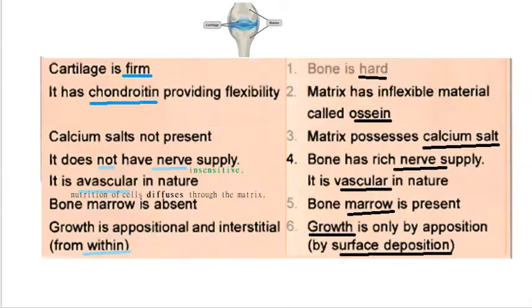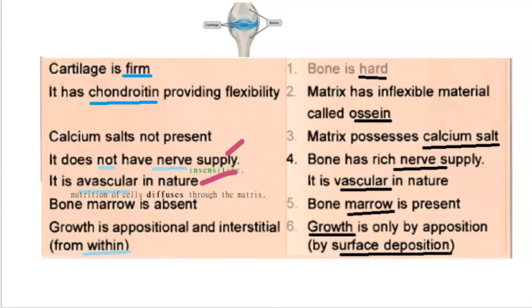Now coming to the differences that the textbook has given. Cartilage is firm. Bone is hard. Cartilage has chondrin. Bone has ossein. Calcium salts are present in bone's matrix. The bone has nerve supply and is vascular, that is, it has blood vessels, right? So bone can feel pain, correct? But most cartilage types do not have nerve supply, and they are avascular in nature. So they don't feel pain.